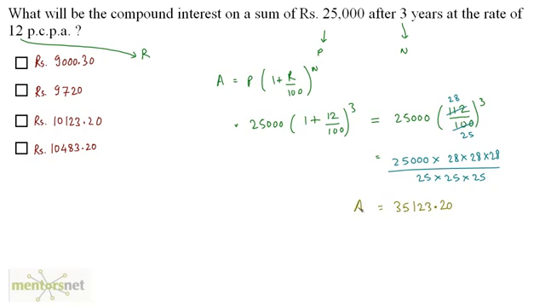So we have the amount, we have the principal, we can find the compound interest, that's the amount minus principal. So we have 35,123.20 minus 25,000. So this is equal to 10,123.20, and that's the interest. So option C is the correct answer.